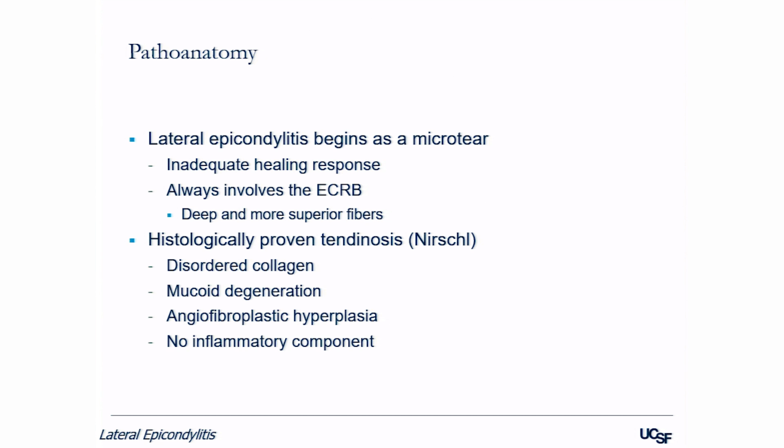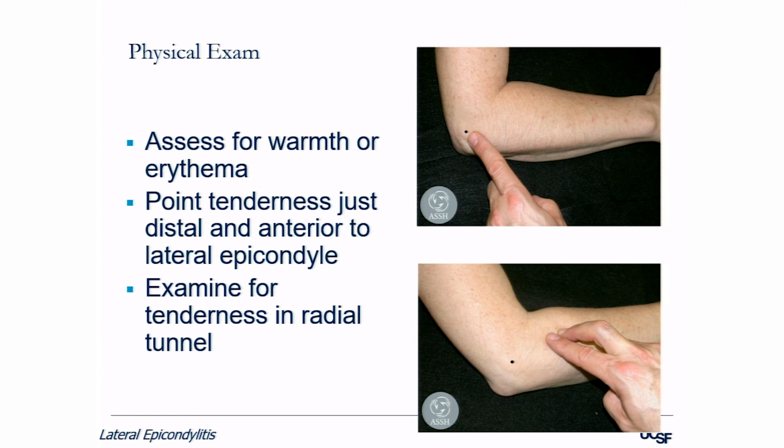It's sequential micro tears that just don't heal. Initially it heals, and then it doesn't heal, and it doesn't heal. Again, it is a tendinosis, not a tendinitis. There's really not an inflammatory component when it gets to that stage.